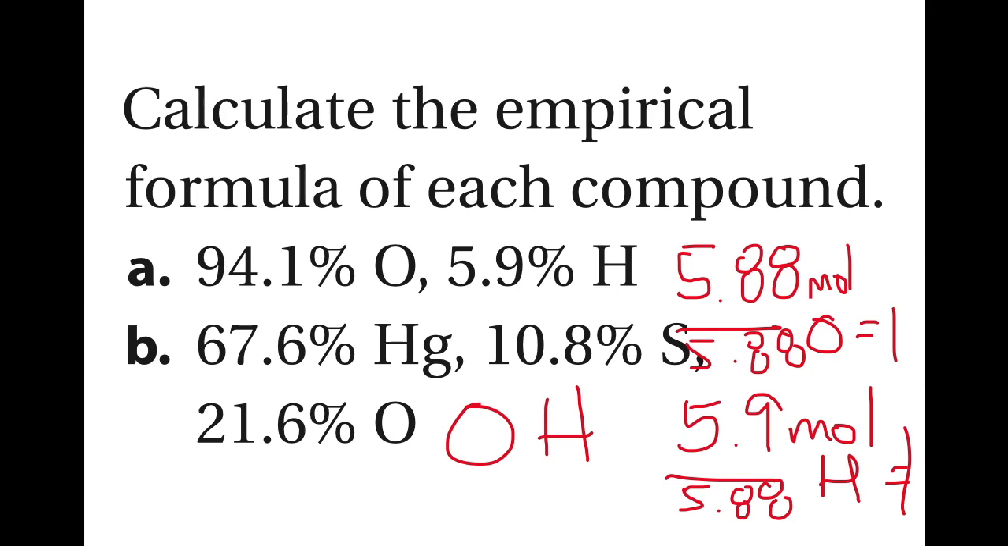So it's literally almost a 1-to-1 ratio because the number that you get when you divide 5.9 by 5.88 is 1.003. So instead of me multiplying both numbers by thousands, I'm just going to round that 1.003 to 1, and that gives me a 1-to-1 ratio. So again, it should give me the empirical formula of OH.